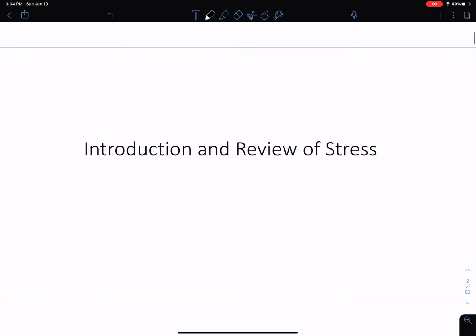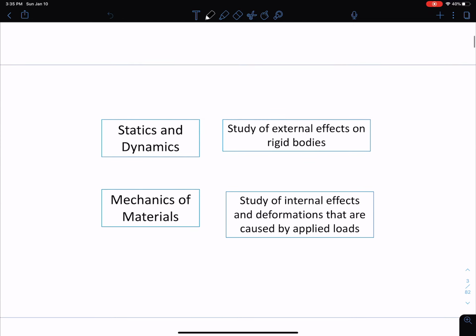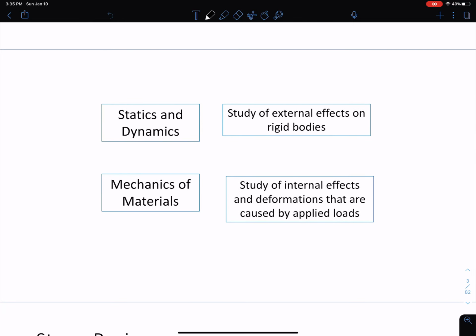So the first thing I want to do is go over a little bit of an introduction and a review of stress before we jump into solving stress problems. Okay, so if we pull back from mechanics of materials, which is the class we're in right now, and we remember the prereq for this class, which is statics, right? Statics, and even if we remember dynamics, what we're doing primarily in statics and dynamics is we're studying the effect, or external effects, of forces on rigid bodies. So what's happening to a rigid body on the outside?